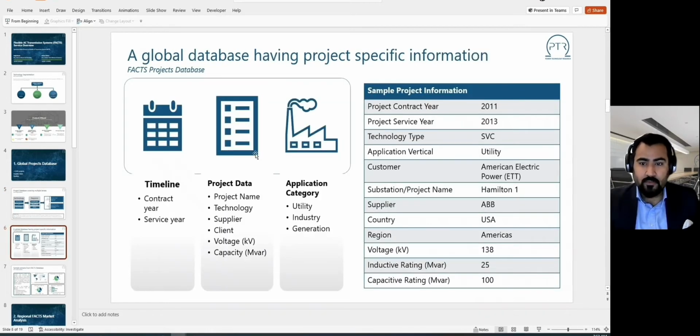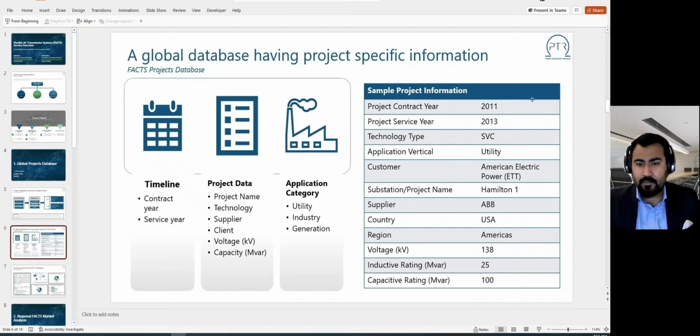An example project would look like this. We're looking at information from a timeline perspective, what was the contract year, what was the service year, looking at the project data and technical details, including project name, technology, who was the supplier of this project, very good for comparative analysis, who was the client, what was the voltage of the project installed, what was the capacity, and then also what was the application category. For example, was it a utility project, industry project, or generation, which is primarily wind for most of the STATCOMs installed.